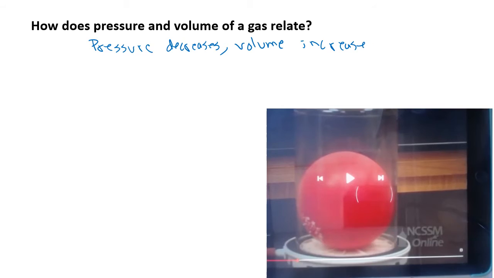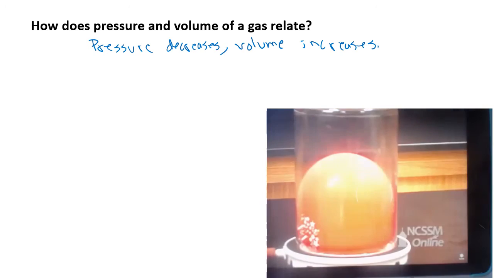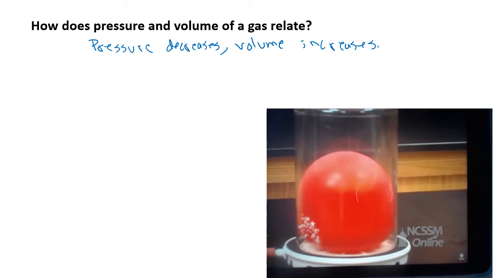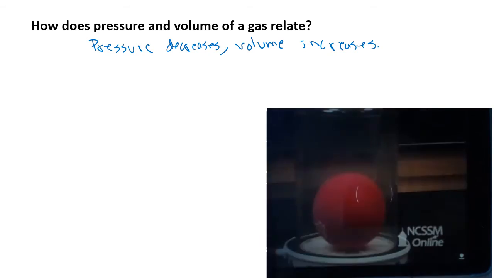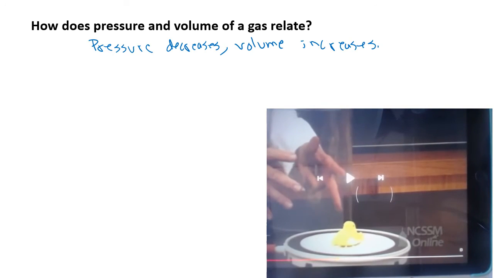Now, in this clip, let me continue it. What you're going to see is they're going to make the pressure go back up. They basically turn off the pump. When the pressure goes back up, the balloon gets smaller again. So again, it's doing the opposite. Let me pause that. When the pressure went up, the balloon got smaller. Pressure increases, volume of the balloon decreases.